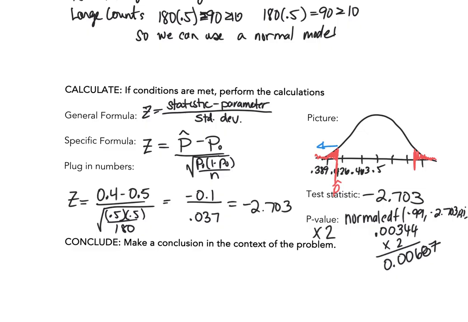Okay, so that's my p-value. My p-value is the probability of getting our sample, 72 out of 180, if the true proportion of teenagers addicted to their phone is 50%.